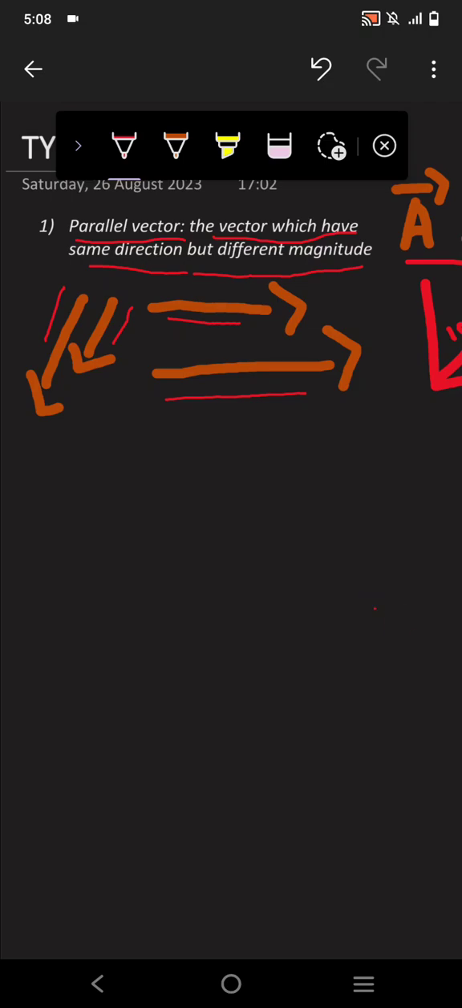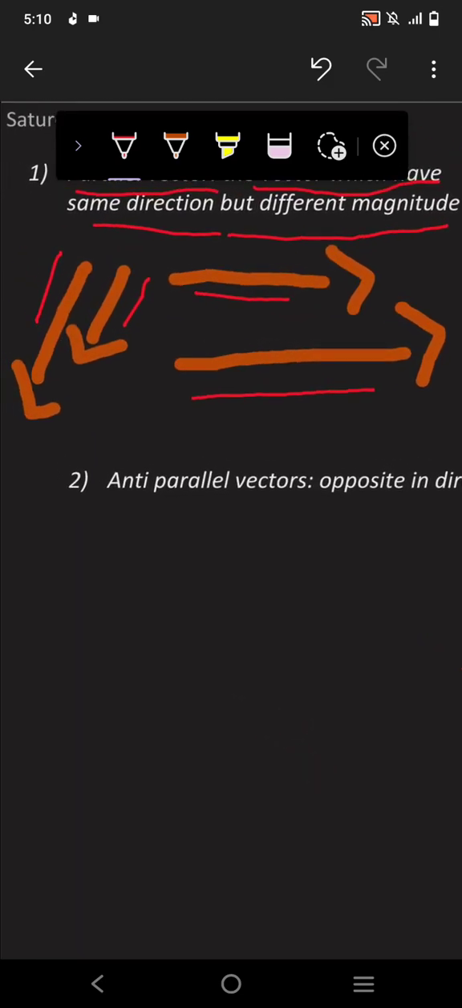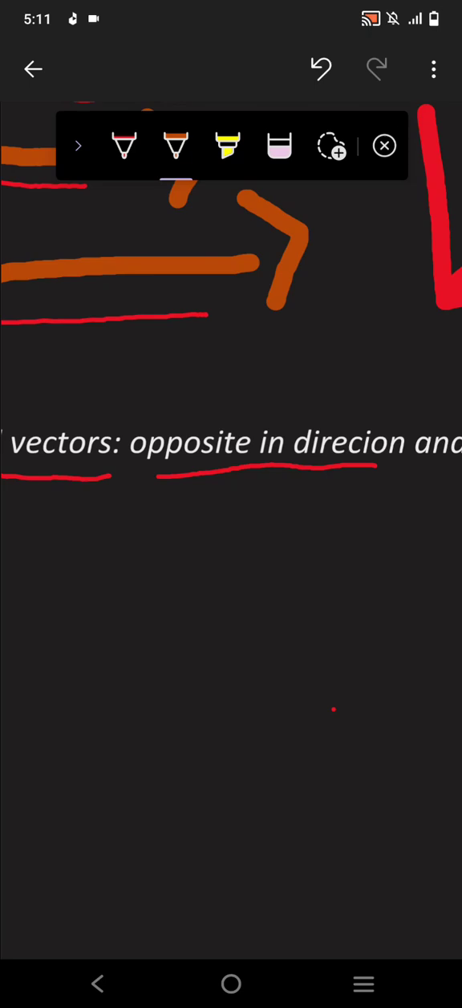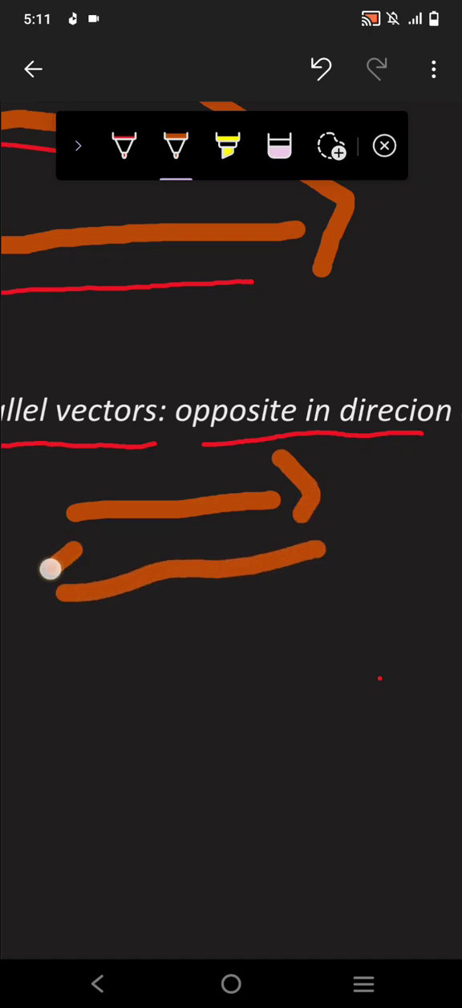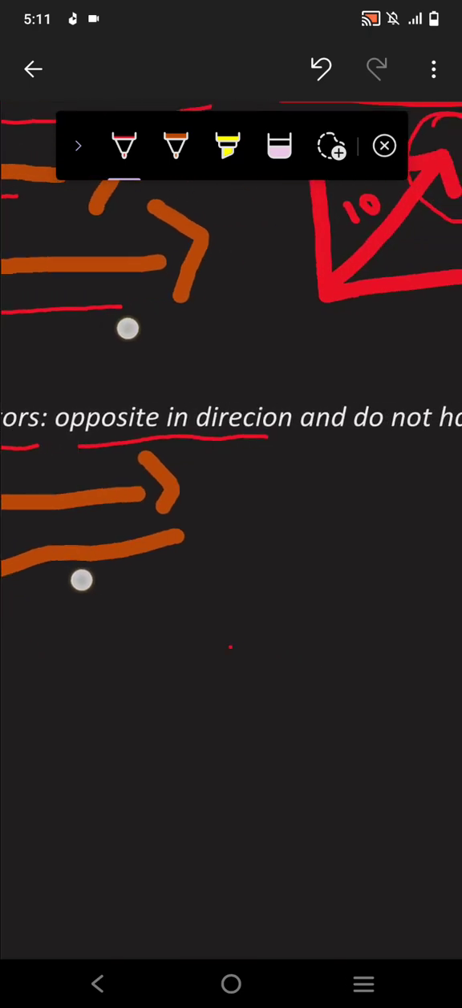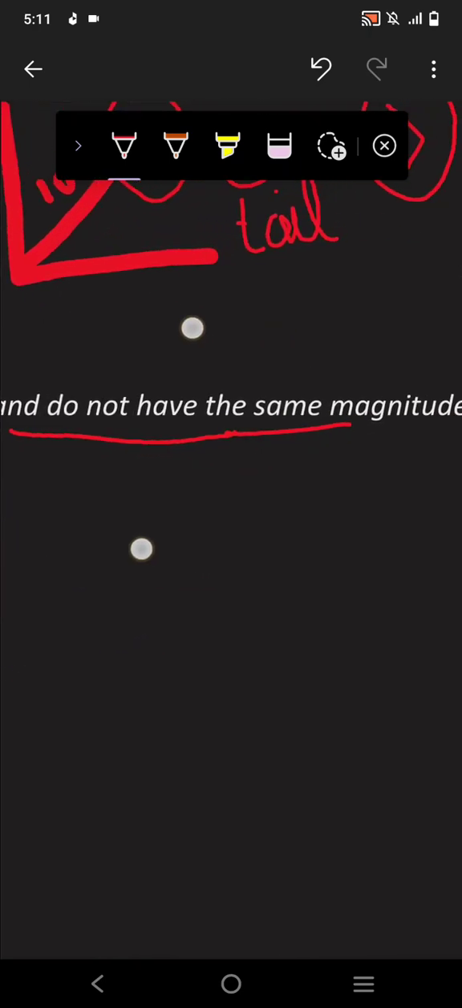Okay guys, we have another vector type that is known as anti-parallel vectors. Anti-parallel vectors are the vectors which are opposite in direction. Let's just make vectors that are opposite in direction. We made two vectors that are opposite in direction. Let's just read another line: and do not have the same magnitude.